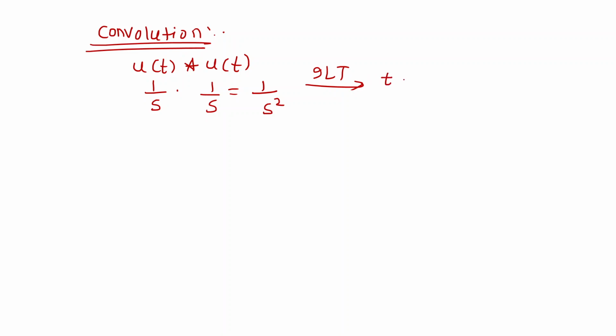Suppose u of t convolved with u of t. If you find the convolution of the system, you know that convolution in the time domain is multiplication in the frequency domain. Find the Laplace transformation. This is 1 by s, this is 1 by s, the multiplication is 1 by s square. Take the inverse Laplace transformation, ILT. What is 1 by s square? The inverse Laplace transformation is t u of t. T u of t, I told you, is nothing but the ramp signal r of t. So the answer for this is r of t. So remember all these values: the convolution of u of t with u of t is r of t. You have to remember all these values.